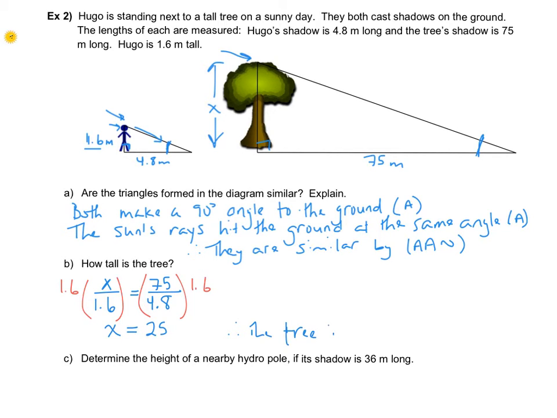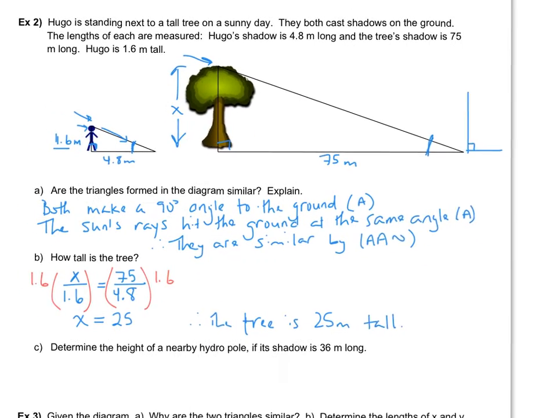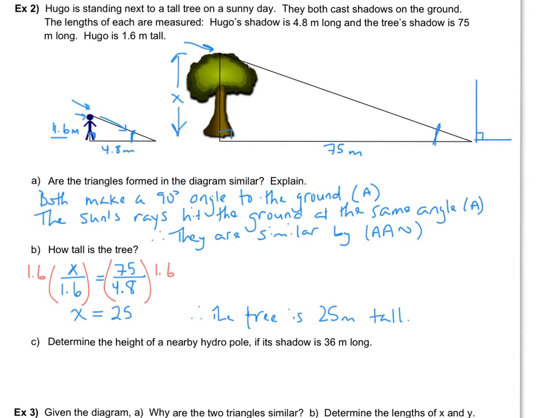The tree is 25 meters tall. All right, determine the height of a nearby hydro pole if its shadow is 36 meters long. So we could add another picture in here, a hydro pole. I'm not going to have enough room for this. Its shadow would be 36, so along here is 36. I could let this be P for pole.